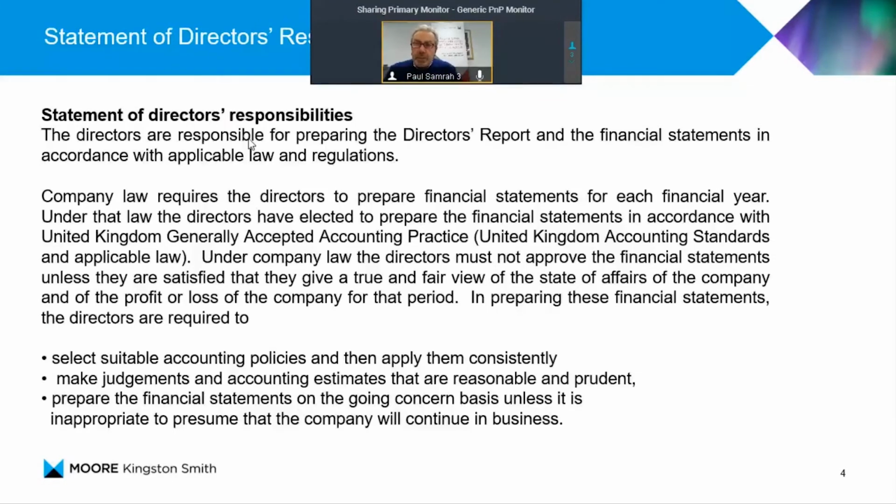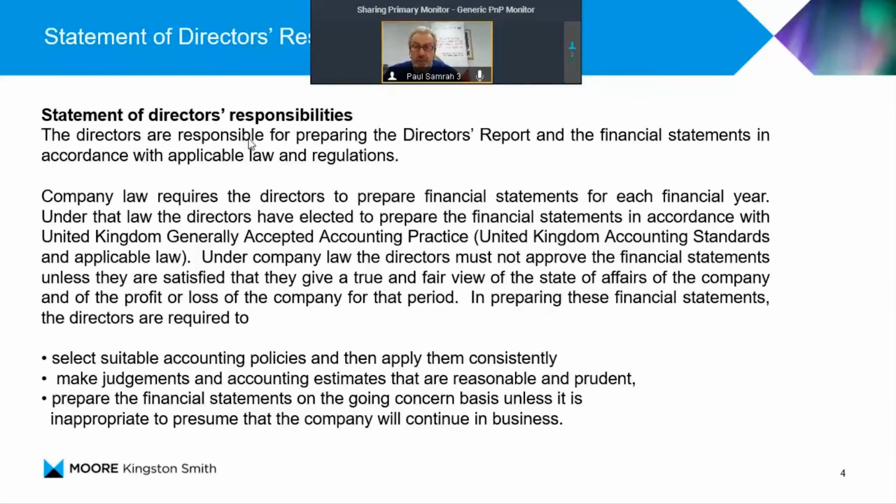So we picked up on what was included in the director's report last time in part 1, specifically director's responsibilities now. And it's quite important that if you are asked to be a director, you understand what your duties are. And it does require you to act in a fiduciary capacity such that you are safeguarding the assets and liabilities of the company. And under company law, the directors must not approve the financial statements unless they are satisfied that the accounts give a true and fair view of the state of affairs of the company.